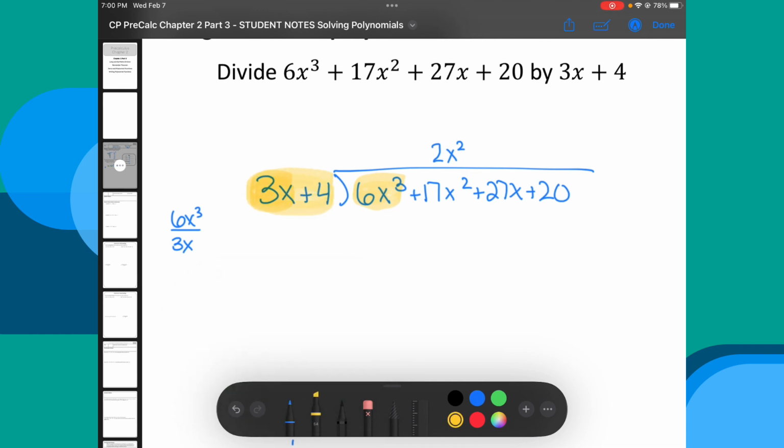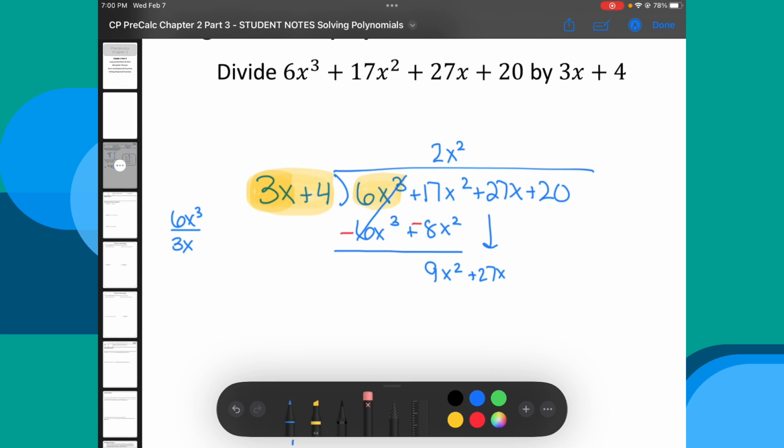So divide and then multiply. We multiply by the whole entire divisor. We get 6x to the third plus 8x squared. I'm then going to subtract. I always do my subtraction in another color. 6x to the third minus 6x to the third cancels. 17x squared minus 8x squared gives us 9x squared. And then we bring down the next term.